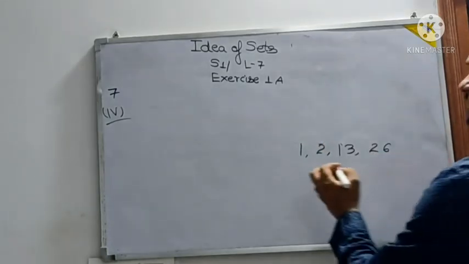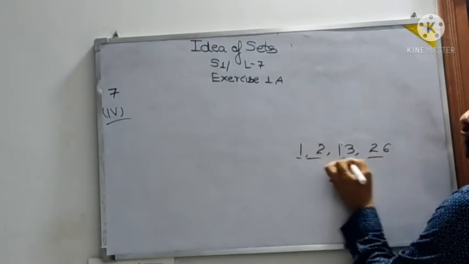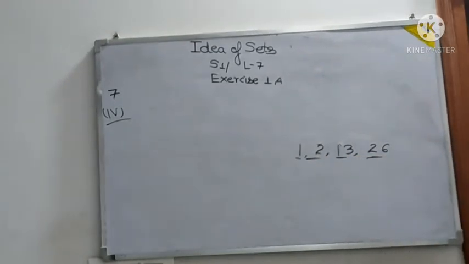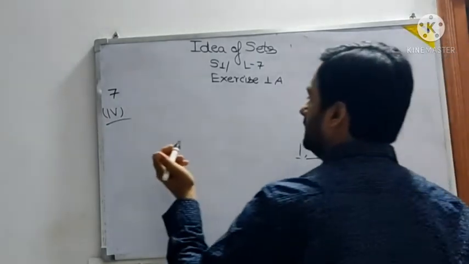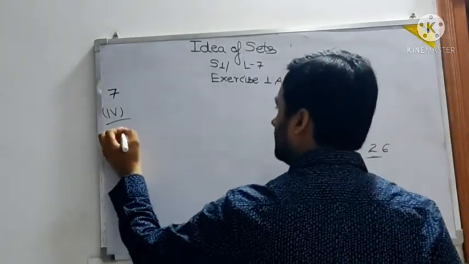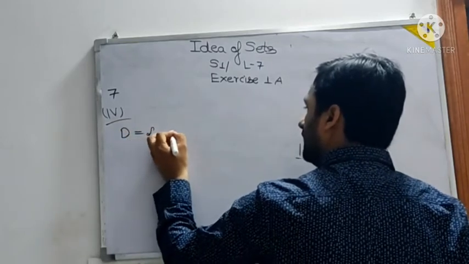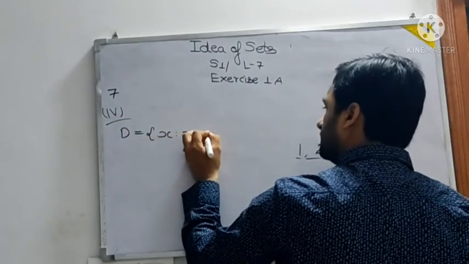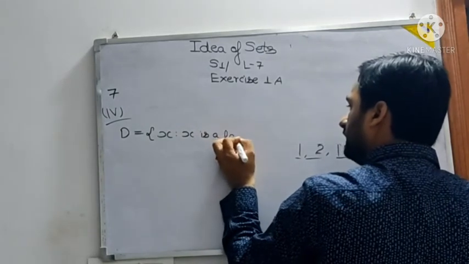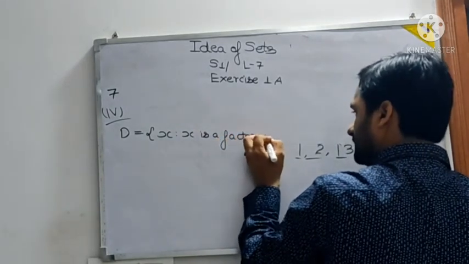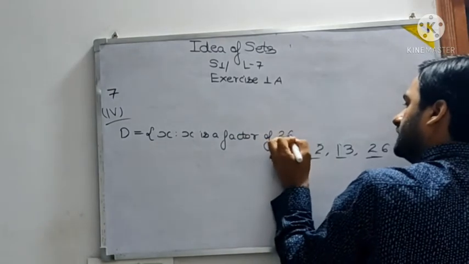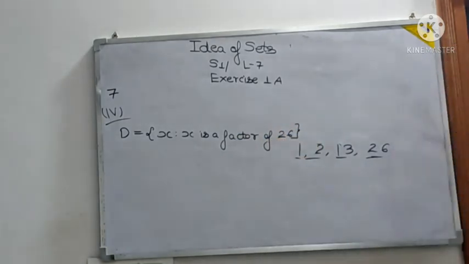Can we say one thing, that 1 will divide 26? 2 also will divide, 13 also will divide. So these are basically factors, so we should not go anything else. Basically these are about factors. So what is that here? D is equal to x such that x is a factor of 26. That's it. So this was the easiest one, in which we have taken so much time, because we have been through the tough questions.